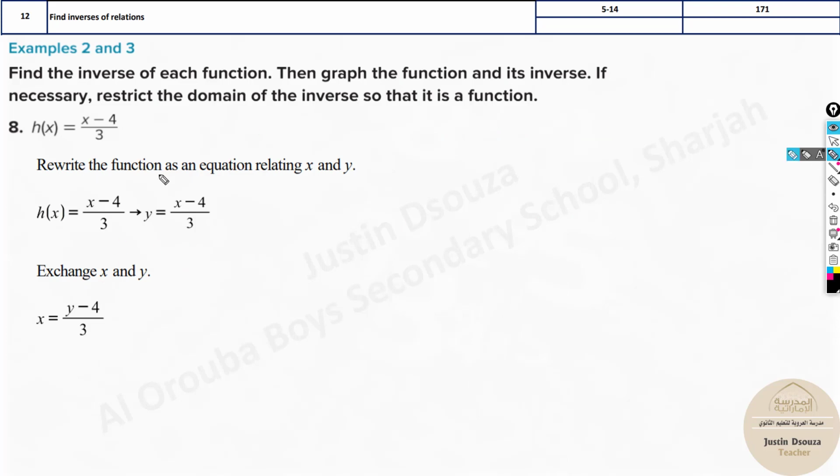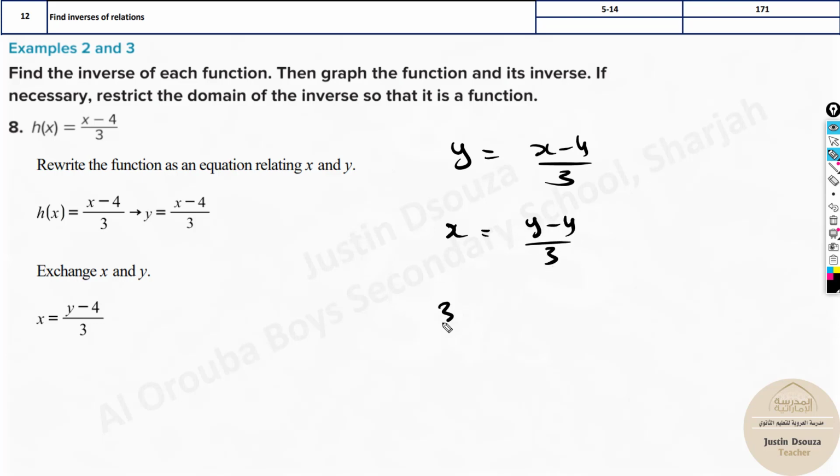What you can do is divide both terms by the distributive property, or you can keep it like that and then solve as well. It's up to you. Now over here, if you keep it divided by 3 as a whole, it will be y equals (x minus 4) by 3, and then you swap this. This becomes x equals (y minus 4) by 3.